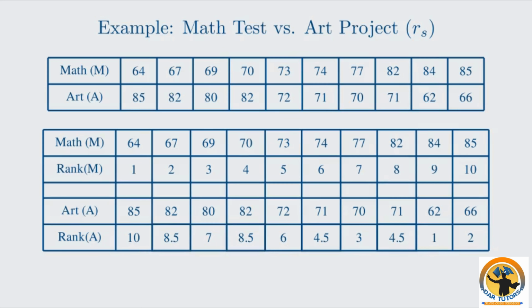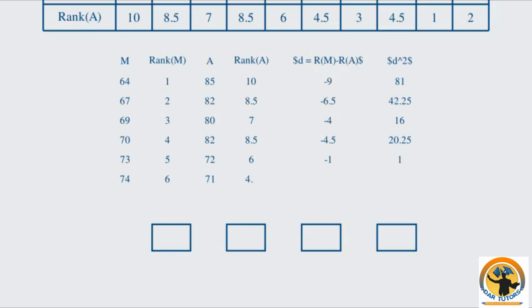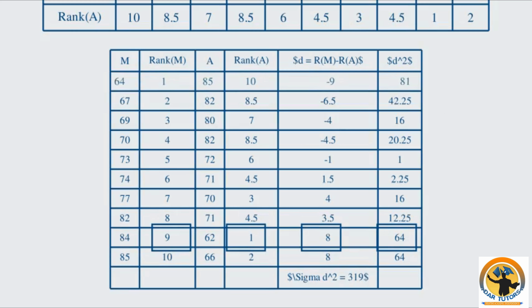Now we calculate D and D squared. We subtract rank A from rank M for each student. For the first student, D is 1 minus 10, which is -9, and D² is 81. For the second student, D is 2 minus 8.5, which is -6.5, and D² is 42.25. We continue this for all 10 students and find the sum of all the D² values. ΣD² is 319. My sum of D² is 319, which is slightly different from the solution. This is common with ties or when using a calculator versus manual computation with formulas.